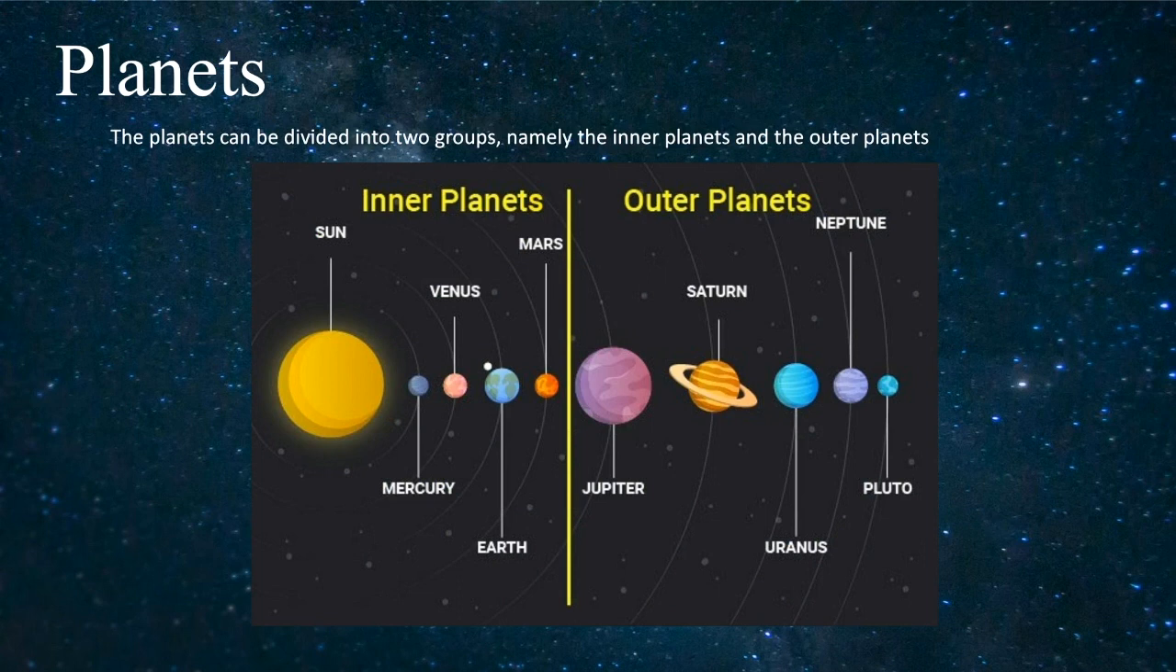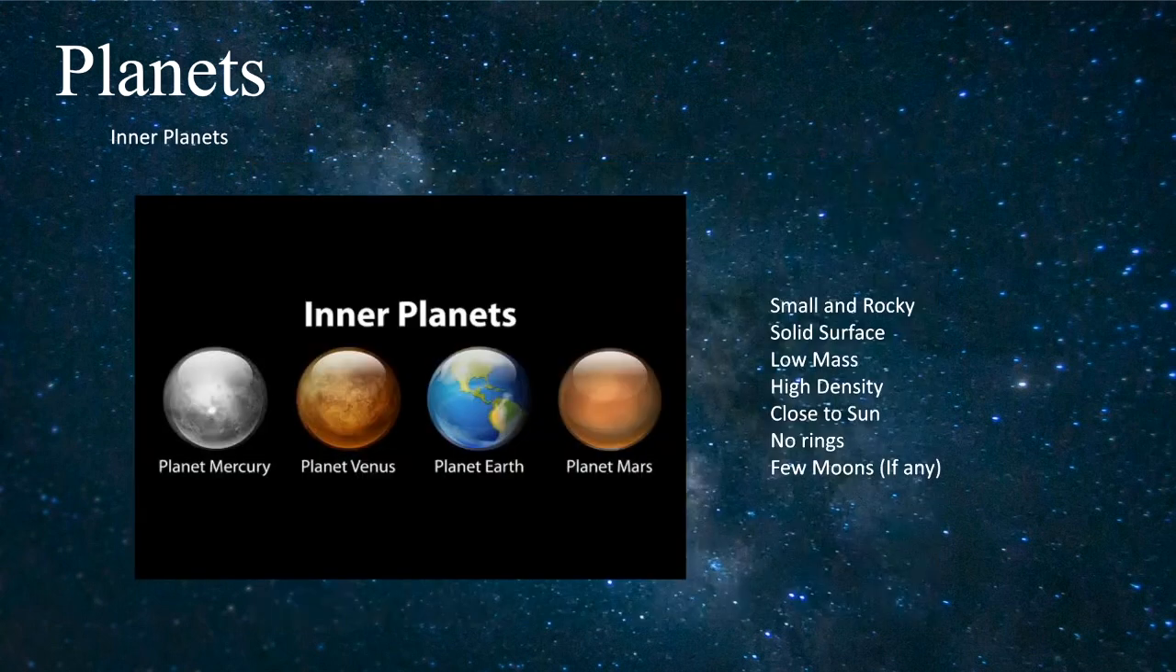Okay, the planets can be divided into two groups, namely the inner planets and the outer planets. In the inner planets, we have Mercury, Venus, Earth, and Mars. For the outer planets, we have Jupiter, Saturn, Uranus, Neptune, and Pluto. Okay, so first we're going to discuss the inner planets.